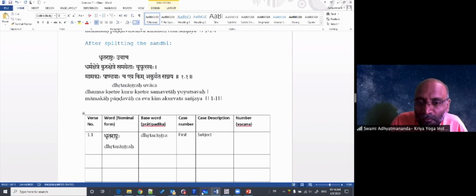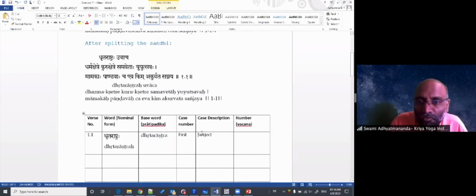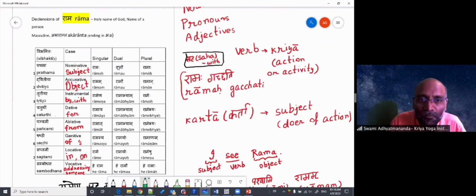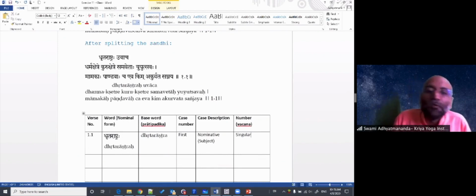If you want to learn these words, that may be good: nominative. Many times books will refer to this and then there would be confusion. So you can say nominative, subject. And the number, what is the number? It is singular. So that's how we put together the table using the Gita verse after splitting the sandhi.